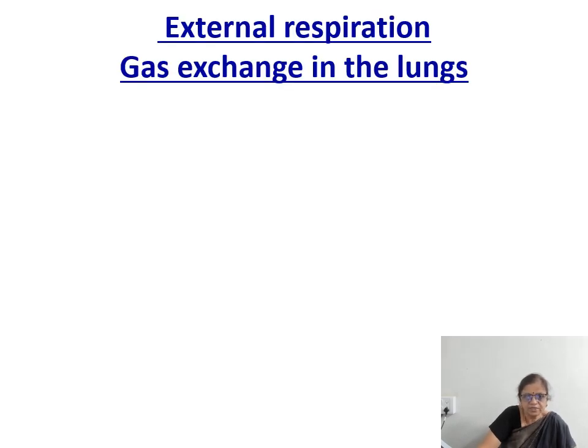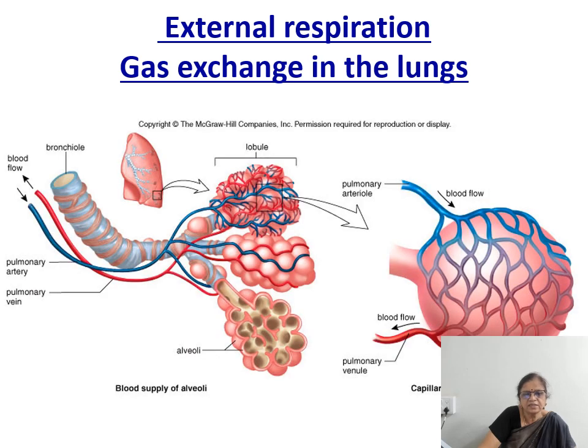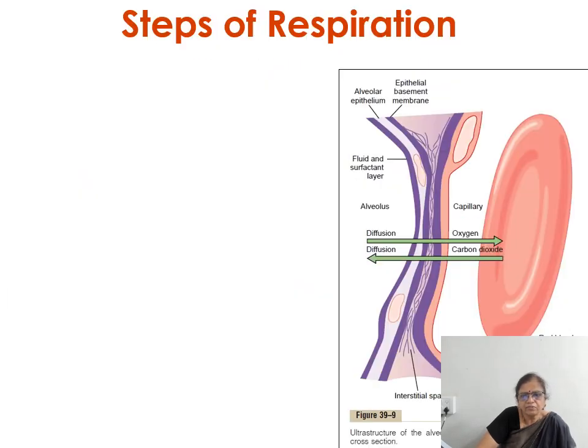So external respiration means gas exchange in the lungs from alveoli into the blood circulation. You can see every alveolus has a basket network of capillaries, so that the oxygen will diffuse very easily. Whole of the blood need not be oxygenated. A very small amount of oxygen also can be diffused and saturate the hemoglobin passing through the capillaries. So this is the brief anatomy you can see here.